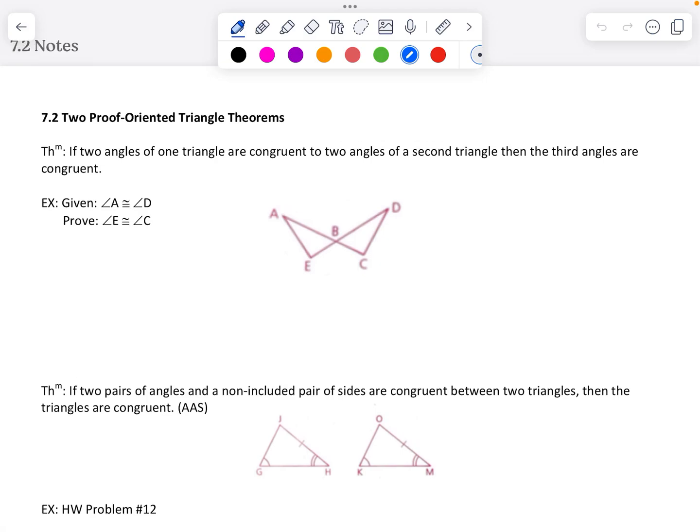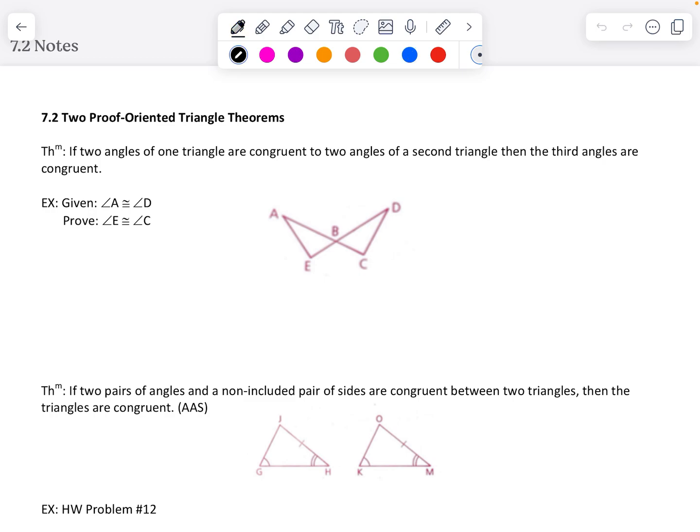All right, today for section 7.2, we have two new theorems that are going to help us do proofs in this section. The first one is, if two angles of one triangle are congruent to two angles of a second triangle, then the third angles are congruent. Well, it makes sense because we know the sum of the interior angles of a triangle add up to 180. And so if two angles of one triangle are congruent to two angles of another triangle, the third angles would have to be congruent by that sum rule.